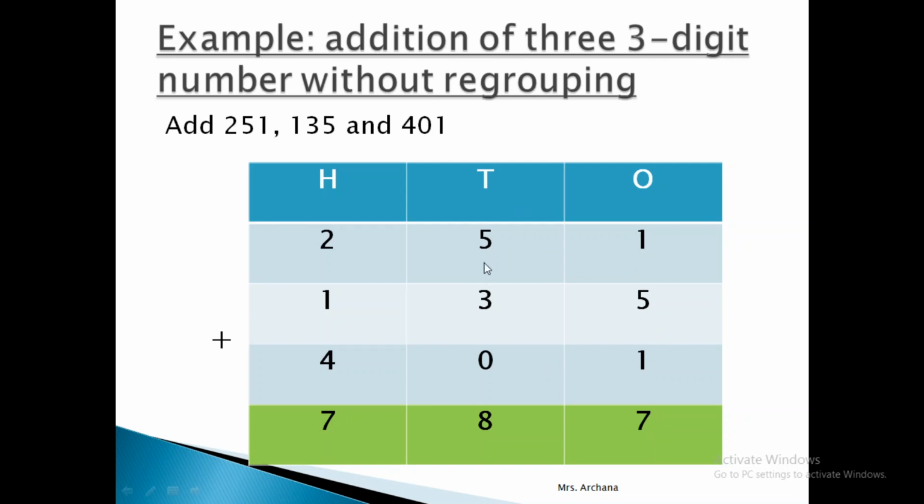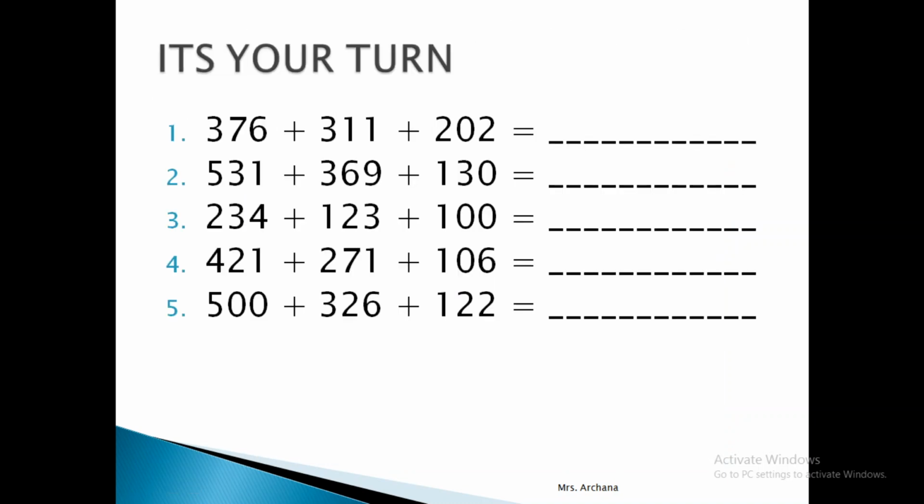Tens place, 5 plus 3 is 8. Then hundreds place is 7 plus 4 plus 1 is 5 plus 2 is 7. See, this is the answer. Now it's your turn. You have to solve this.